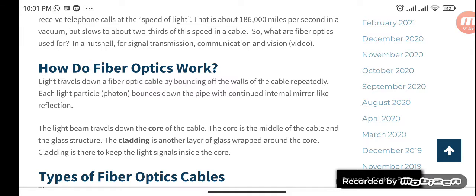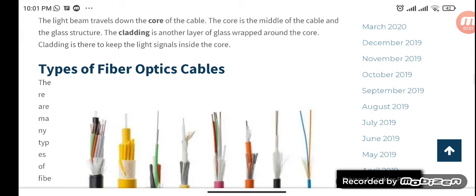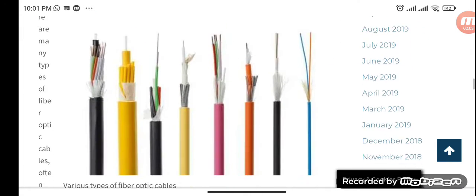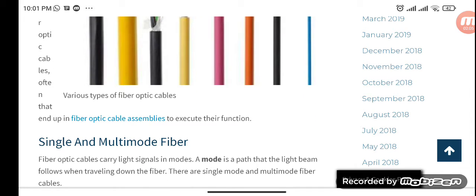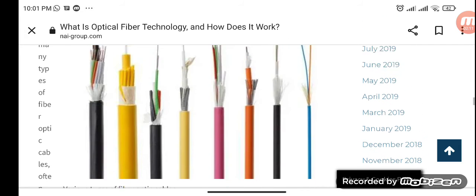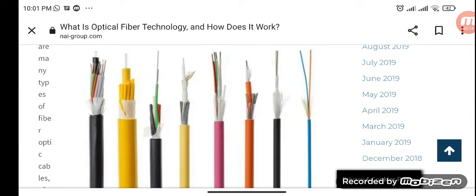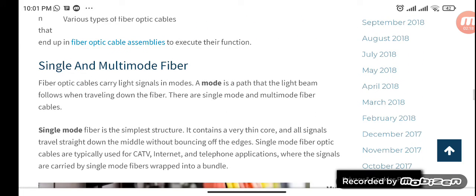Types of fiber optic cable. What are these types? There are many types of fiber optic cables, often that end up in fiber optic cable assemblies to execute their function. These are the various types of the fiber optics, from the thinner one to the thicker one. Single and multi-mode fiber. Fiber optic cables carry light signals in modes. A mode is the path that the light beam follows when traveling down the fiber.